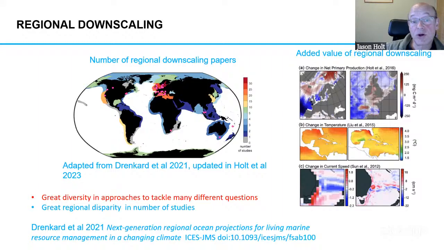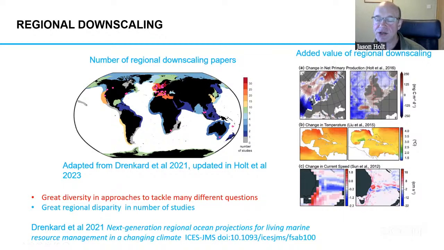So there's been an awful lot of work done in terms of regional downscaling in the world. There was an excellent paper by Liz Drenkard from 2021 on next generation regional climate projections, living with marine resources. And this figure from that paper highlights the kind of added value that we'll be looking for to gain from regional downscaling. On the left, we have 3 examples of global models, and on the right, 3 examples of regional climate models downscaling these, for primary production, temperature, and surface currents.